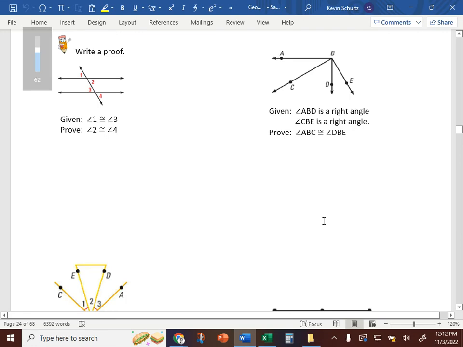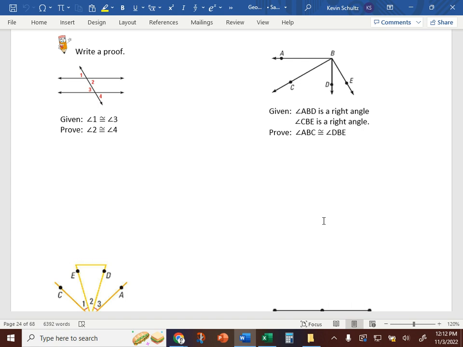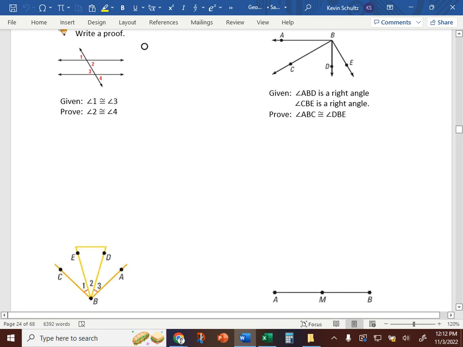Good day, geometry. It is day 2 of writing proofs. We're going to pretty much do the same thing we did yesterday in the sense that there are multiple paths to get to the ending proving statement. We're going to try and stick together, though, just so that we can all have the same steps, same logic. We can be hearing the same things.